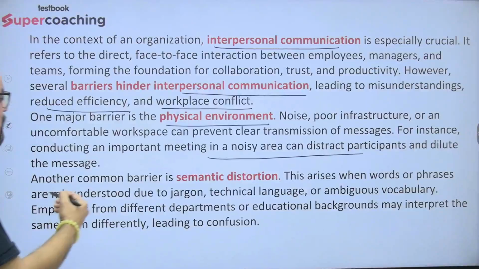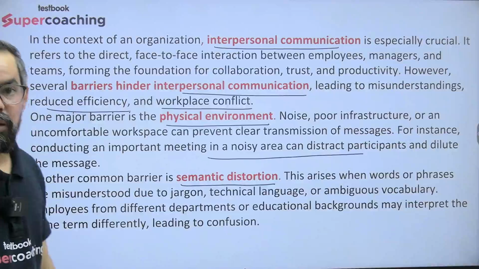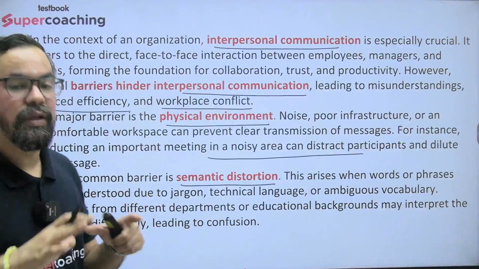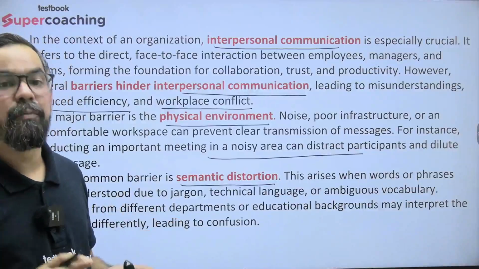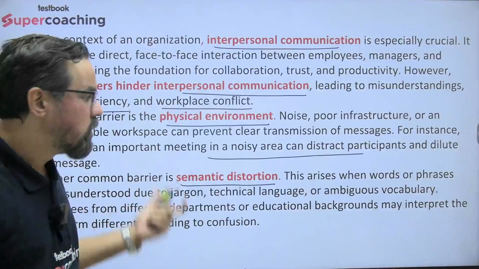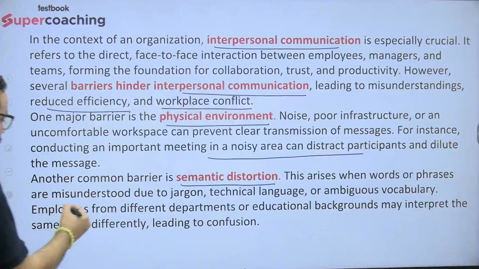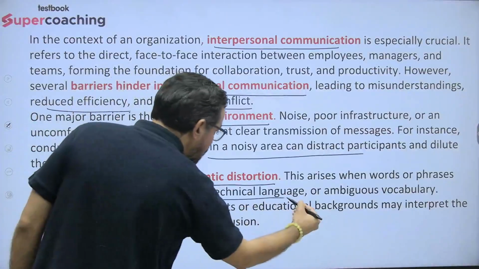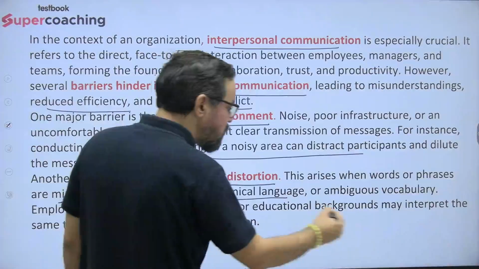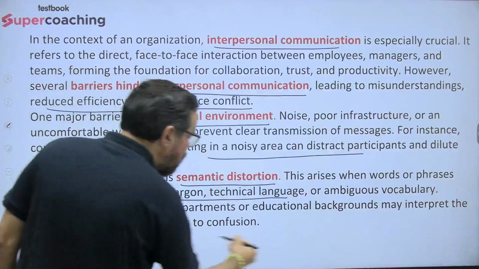Another barrier is semantic barriers. This is the use of heavy jargon by the leaders, communicators or the sender, which is not within the understanding of the receivers. Maybe the receiver's maturity level or education level is low, so that can create an issue. This arises when a word or phrase is misunderstood due to jargon, technical language, or ambiguous vocabulary. Employees from different departments or educational backgrounds may interpret the same thing differently, leading to confusion.